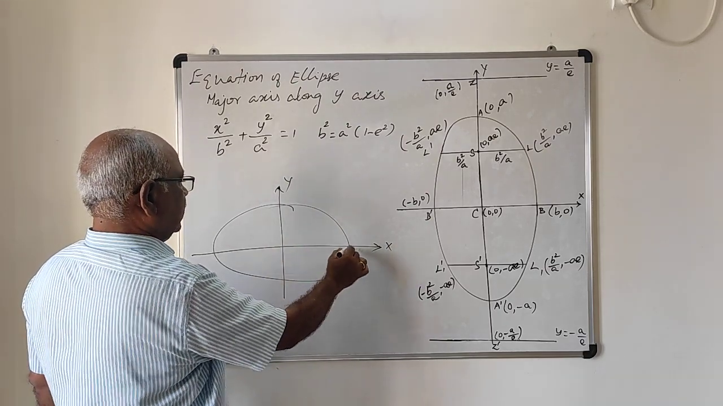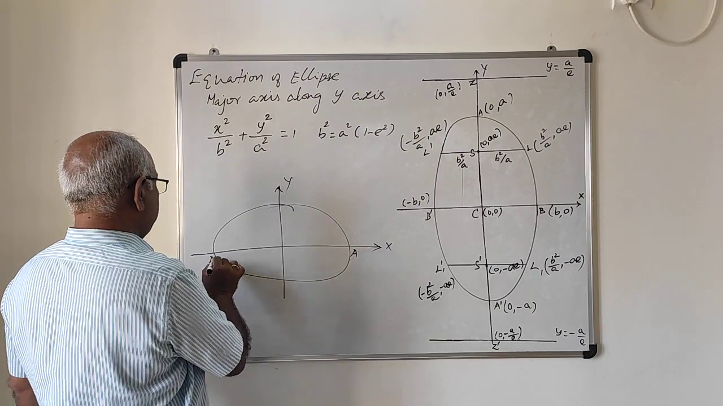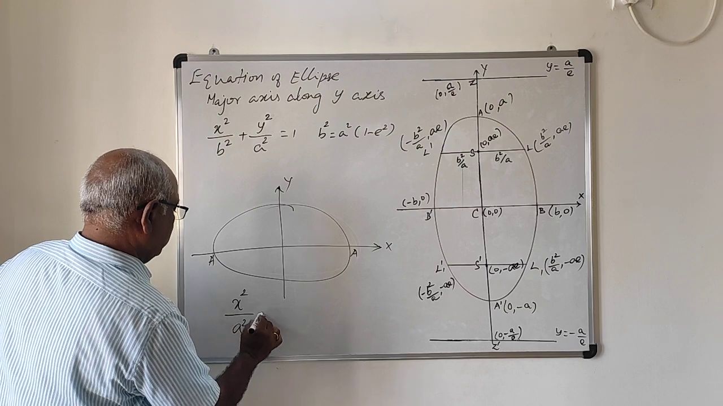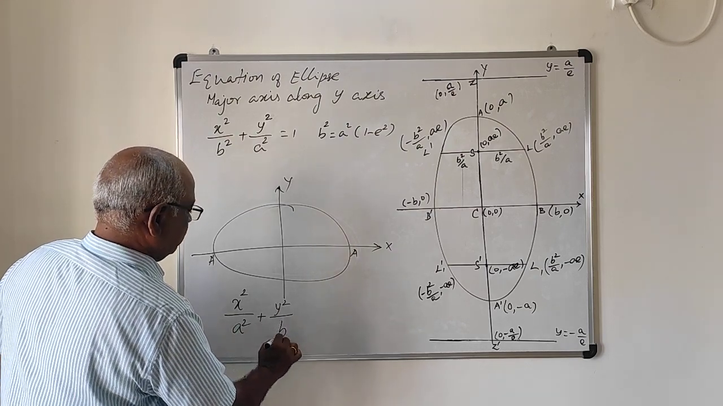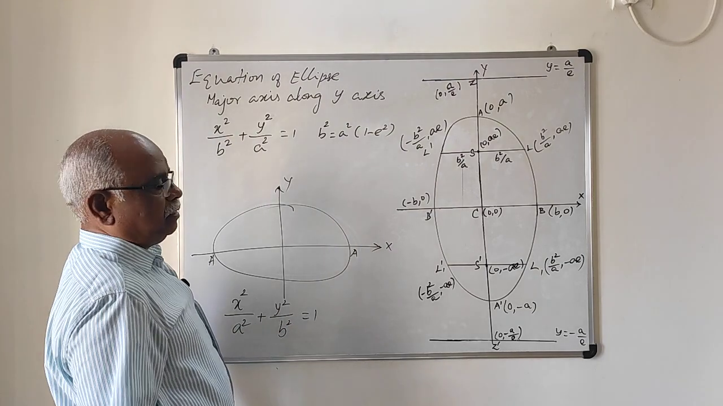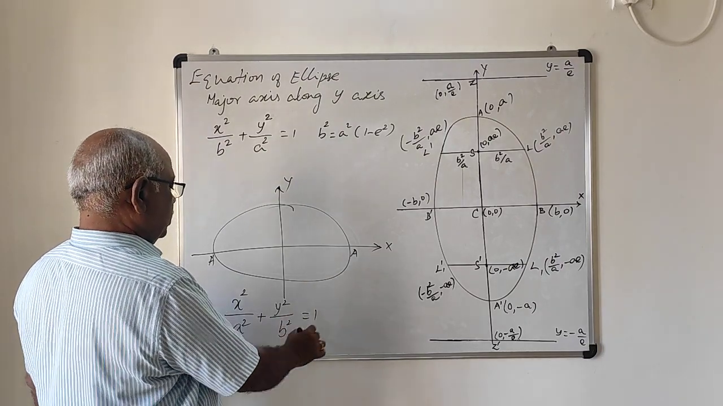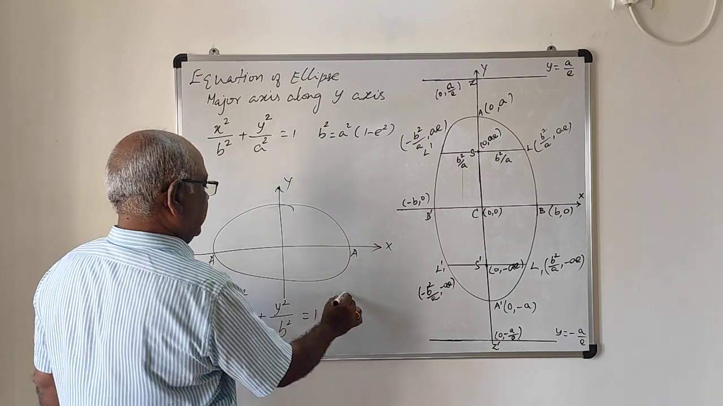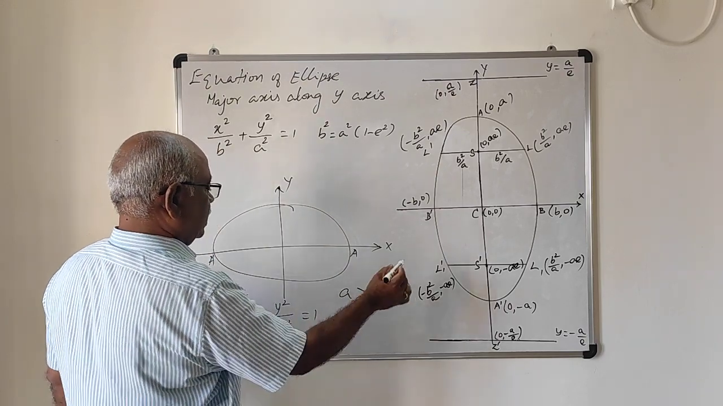If the major axis is on the x-axis, the standard equation of the ellipse is x square by a square plus y square by b square equal to 1. This is the standard equation of the ellipse where the x-axis is along the major axis. A is always greater than b.